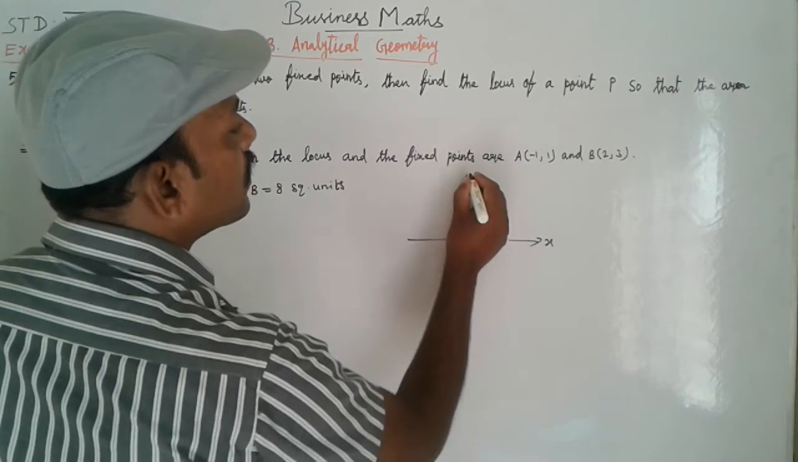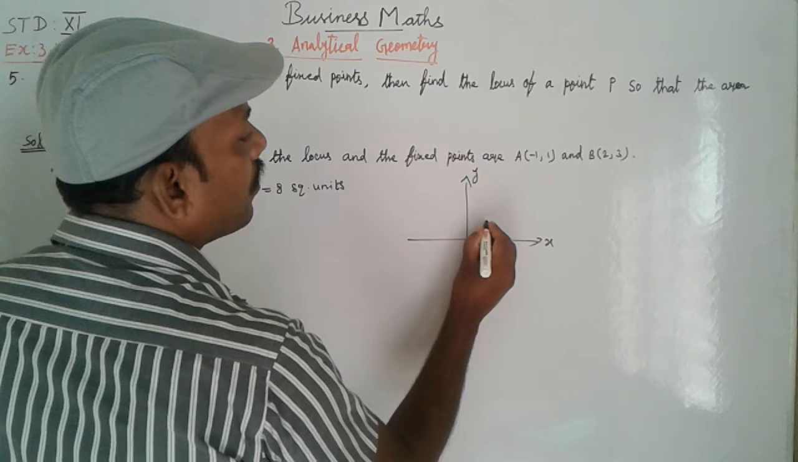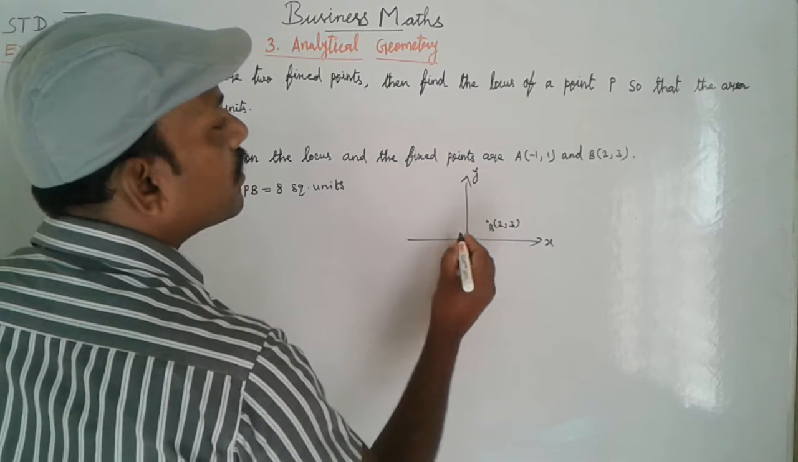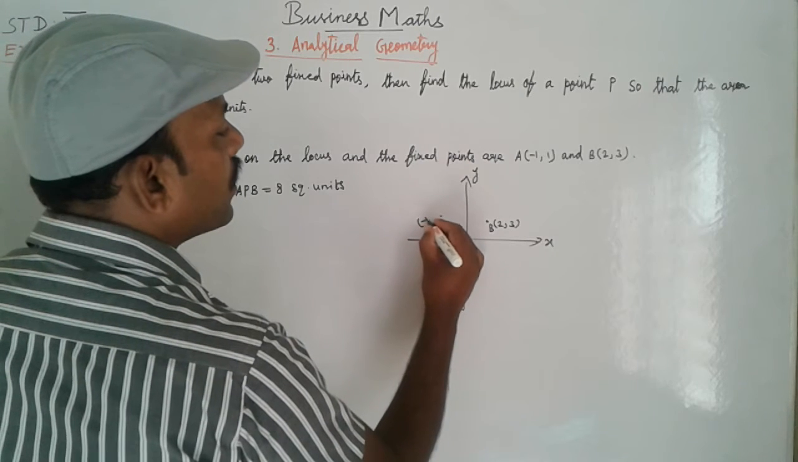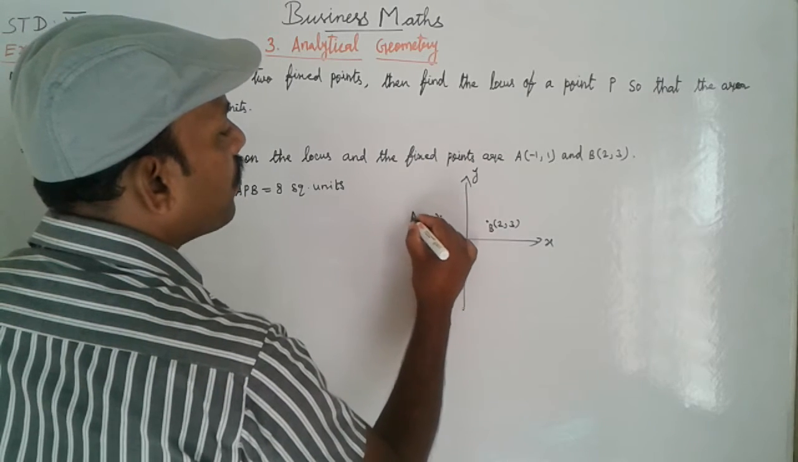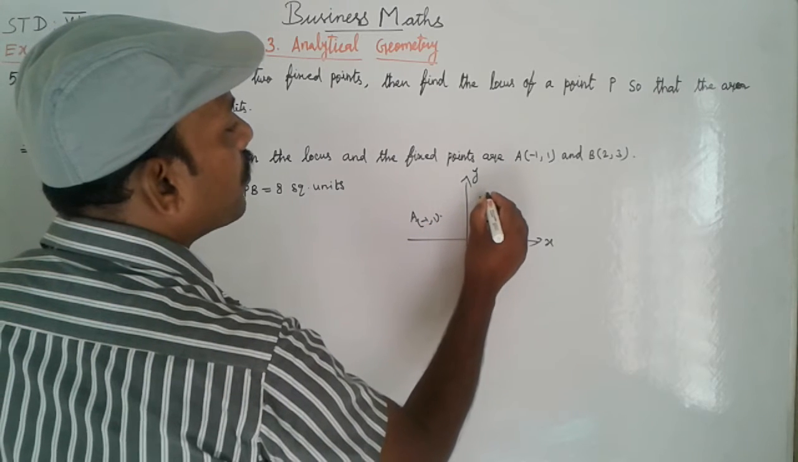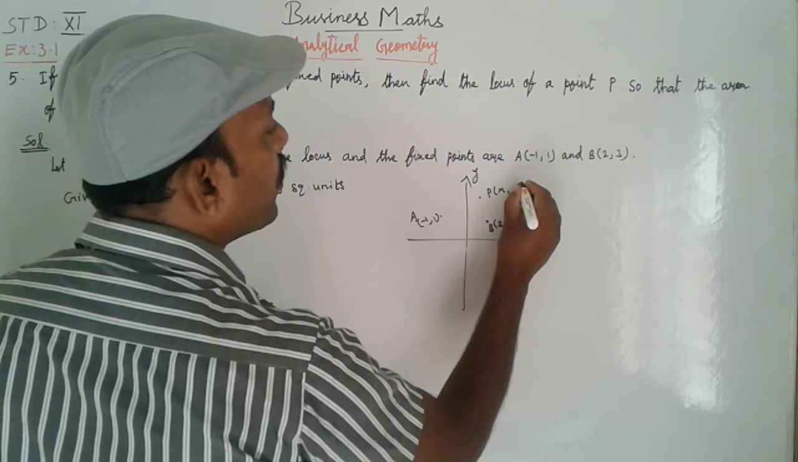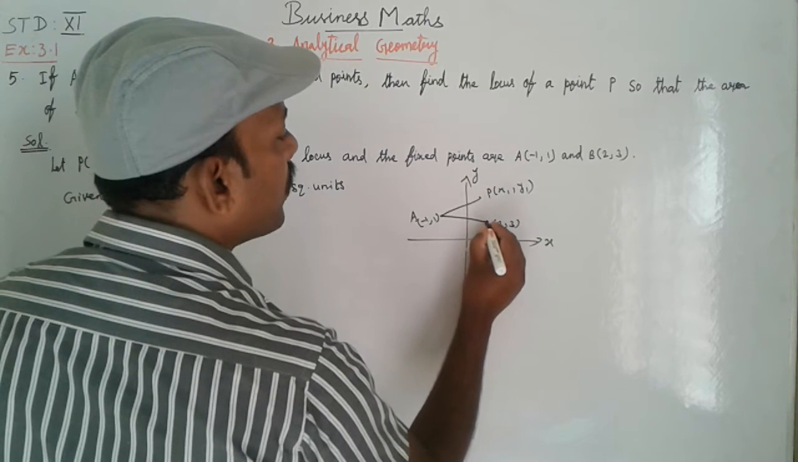This is the x axis, y axis, fixed points. B of (2, 3). Another point is (minus 1, 1). This is A of (minus 1, 1). Another point we should find out, P of (x1, y1). We should take a moving point P. Join this. We should make a triangle.